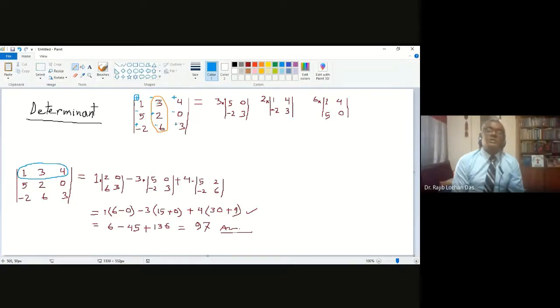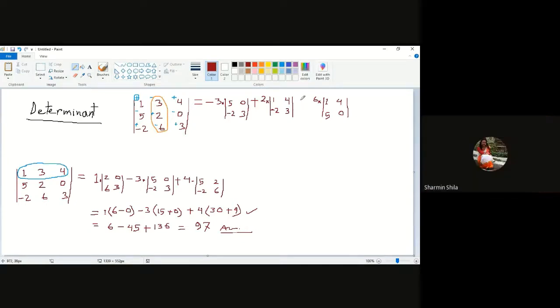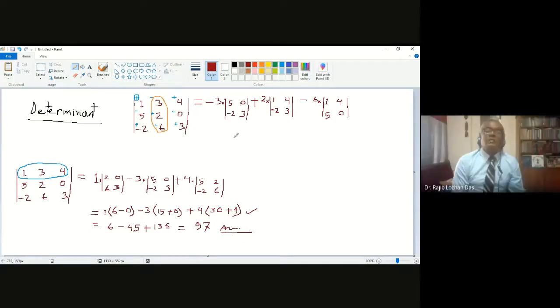So the sign for 3 is minus, so you put minus here. Sign for 2, this 2 is plus, so you put plus here. And sign for 6 is minus, so you put minus here. And then you do the calculation.